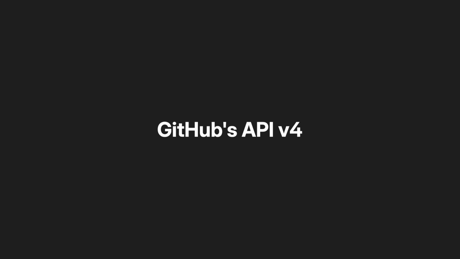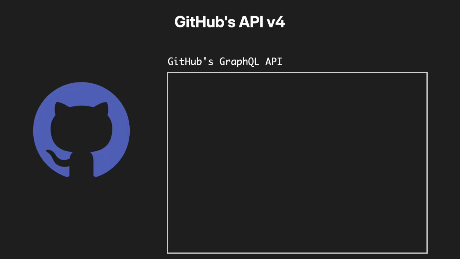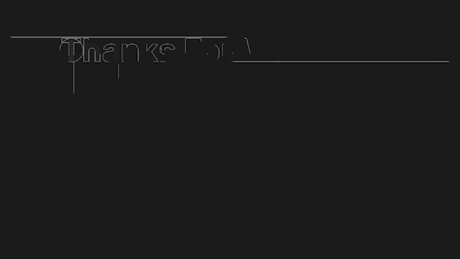Now, let's look at an example of GraphQL in action. GitHub's API v4. GitHub's GraphQL API allows clients to query for complex data structures in a single request. For instance, you can fetch a repository's last 20 closed issues, including their titles, URLs, and labels, all with one query. By using GraphQL, GitHub enables developers to get all the data they need without overfetching or making multiple network requests.